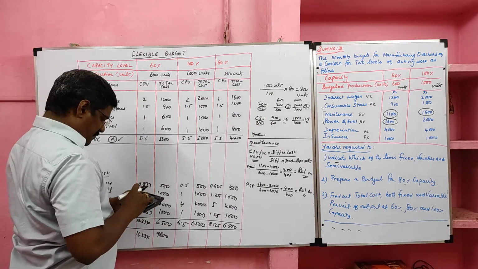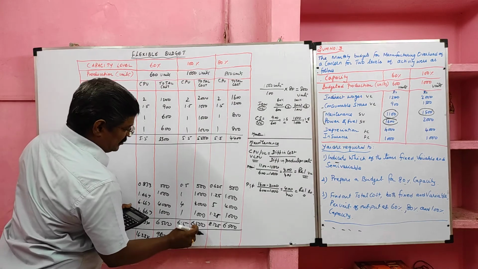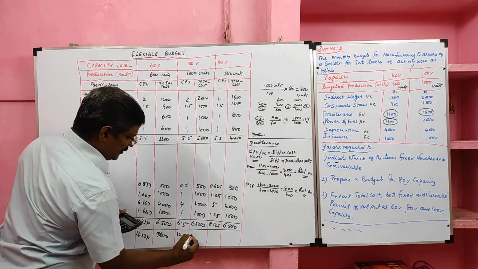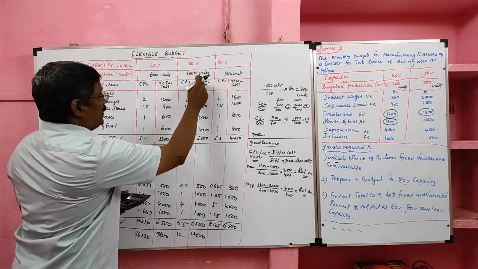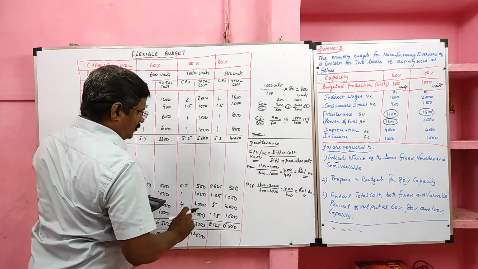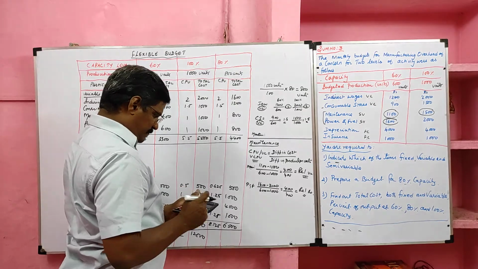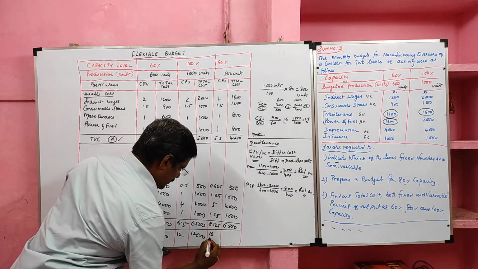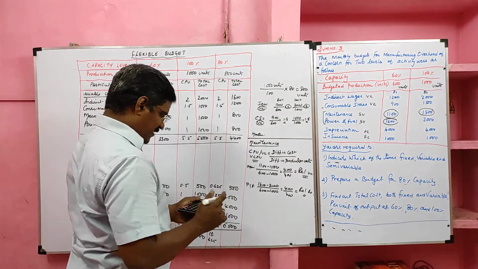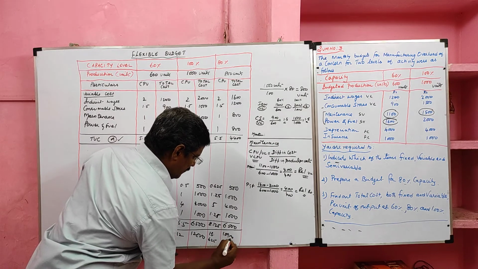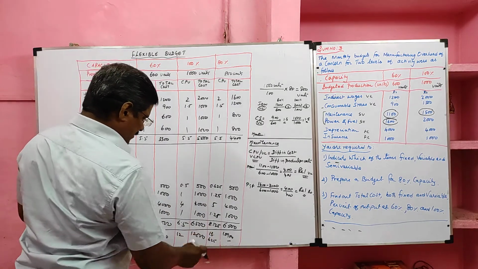Then 5.5 plus 6.5, total 12. 6500 plus 5500, if we add these two, we will get 12,000. So 12,000 divided by 1000 will get 12. 12 multiplied with 1000 will get 12,000 rupees. Yes. Next, 5.5 plus 8.125, 13.625. Then 4,400 plus 6,500 will get 10,900. We'll recheck this. 10,900 divided by 800 will get 13.625.